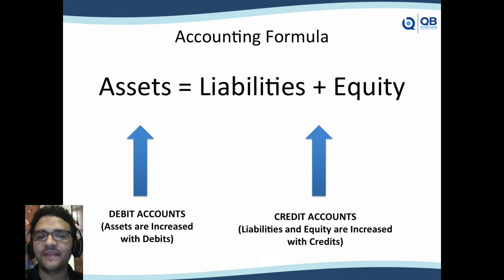Left would be a debit account. That means that if it's an asset and you want to increase the asset, that would be a debit. And consequently, if you want to decrease the asset, that would be a credit. Now, the accounts on the right, liabilities and equity, those are credit accounts. That means that they are increased with credits and decreased with debits.